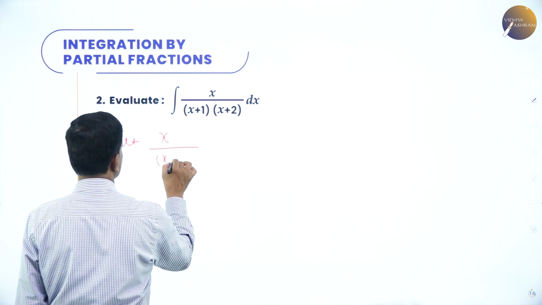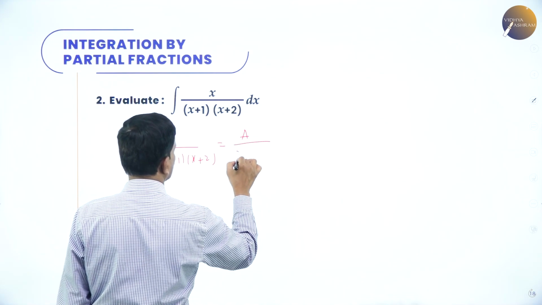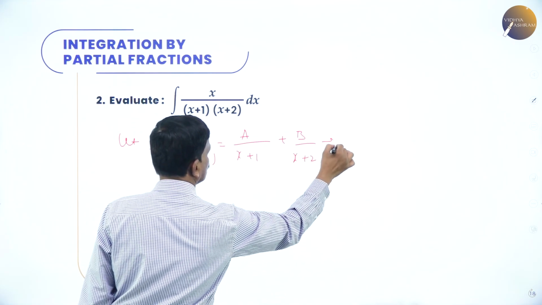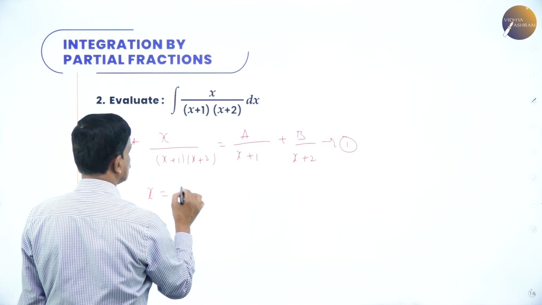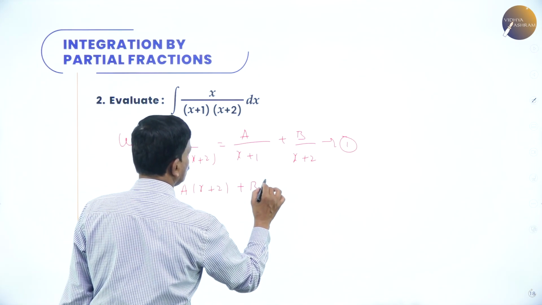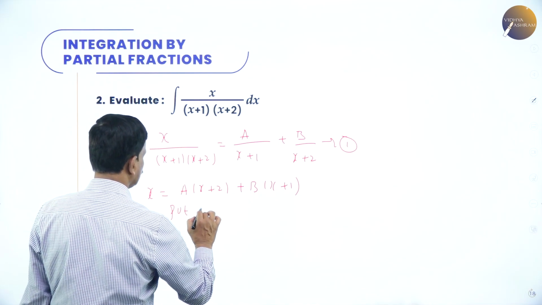Let x divided by (x plus 1) into (x plus 2) is equal to a by the first factor (x plus 1) plus b by the second factor (x plus 2), equation number 1. If you cross multiply, you will get x is equal to a into (x plus 2) plus b into (x plus 1). Same as usual, put x is equal to minus 2.